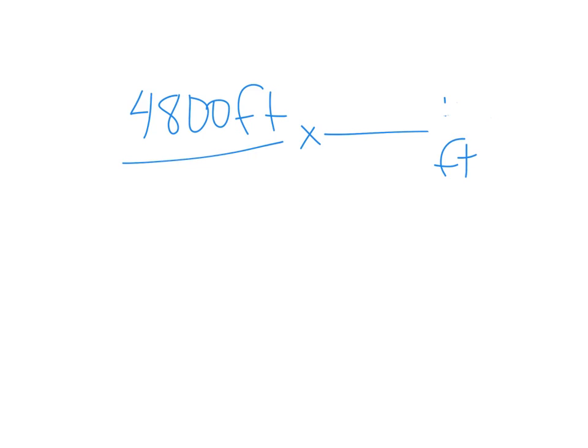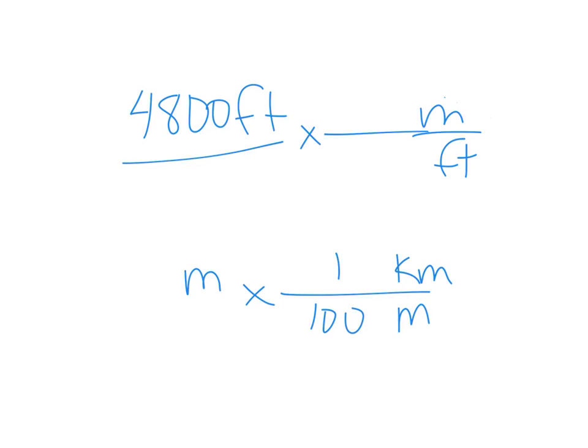So we would go feet to meter, so there's no kilometers, and then we can go meter to kilometer. Because how many meters in a kilometer? So this was a twist. It's a double conversion.